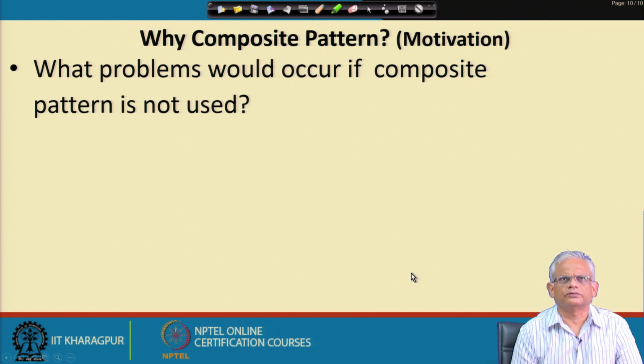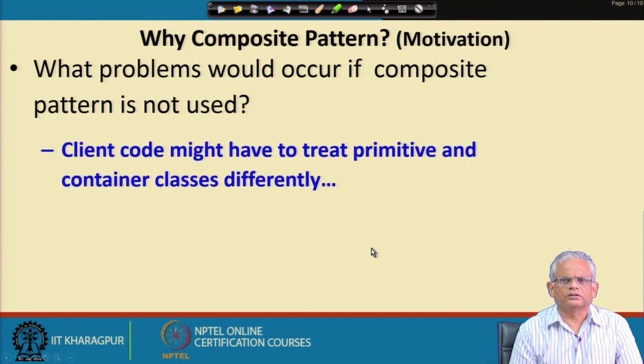Now, first let us see that if you do not use the composite pattern, what would happen? If you do not use the composite pattern, one is that the user or the client might have to treat the primitive and the composite differently.